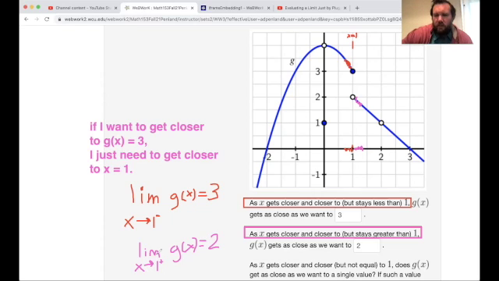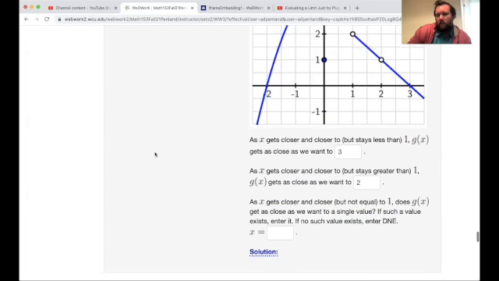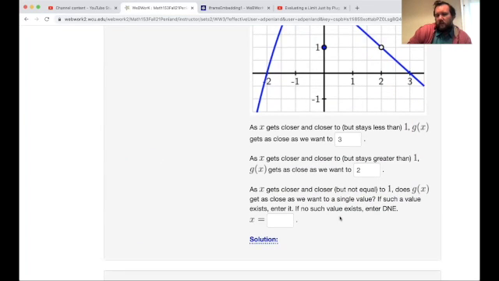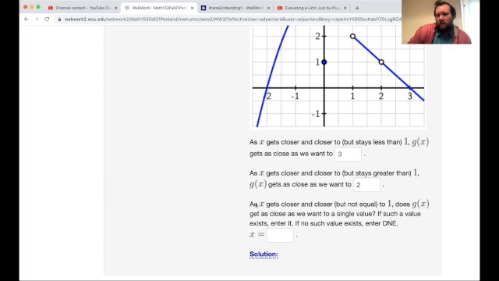Then the question is, as x gets closer and closer, but is not equal to 1, so now we're thinking in terms of either direction. Does g of x get as close as we want to a single value? The answer here is no, because it depends on the direction. The limit from the right and the limit from the left do not agree. So we can't just say it doesn't matter which direction you come from. It says if such a value exists, enter it. If no such value exists, enter DNE. So I'm going to enter DNE.